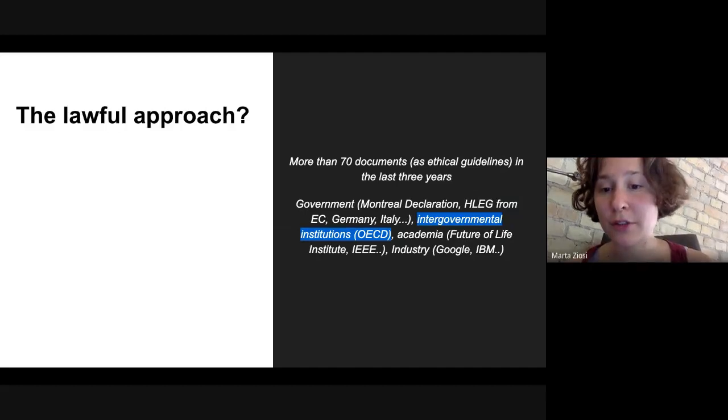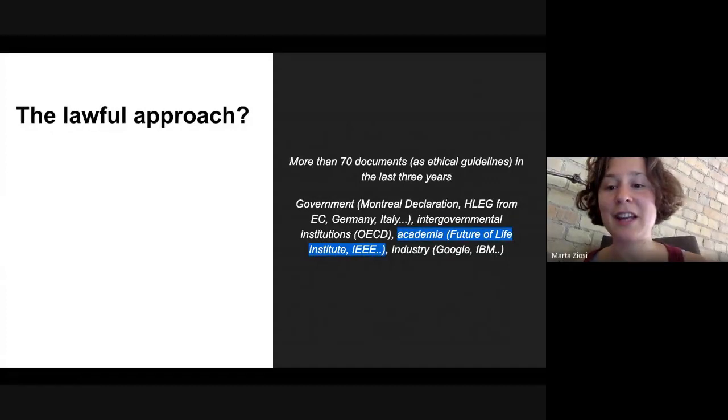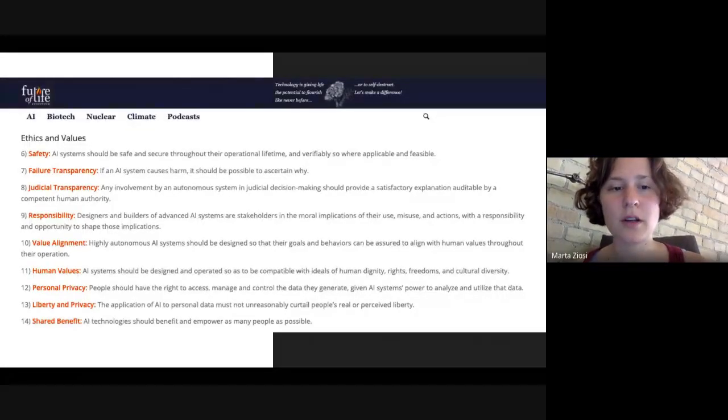Then intergovernmental institutions, the OECD, were some of the first ones to put out their principles. Still, all these are examples of virtue ethics approaches, right? Where people just tell how an AI could be and should be, which I think is fundamental. It's just that we do not finish the work there. We still have a long way. Then academia, I'm going a bit quick because I want to get to the case study, but I want you to get some time to at least have a look at the values here.